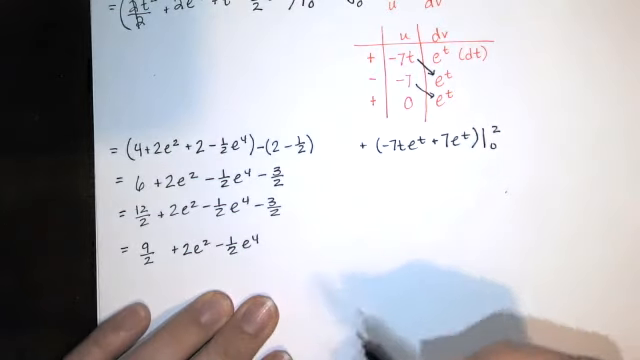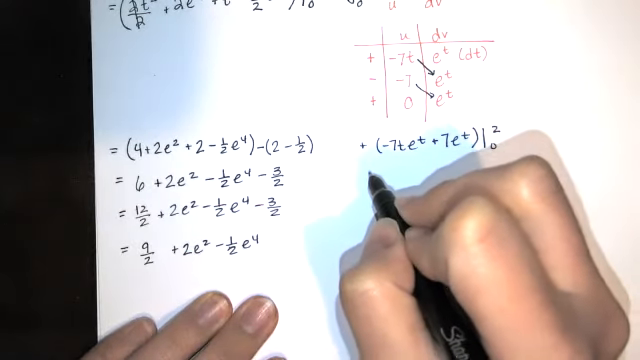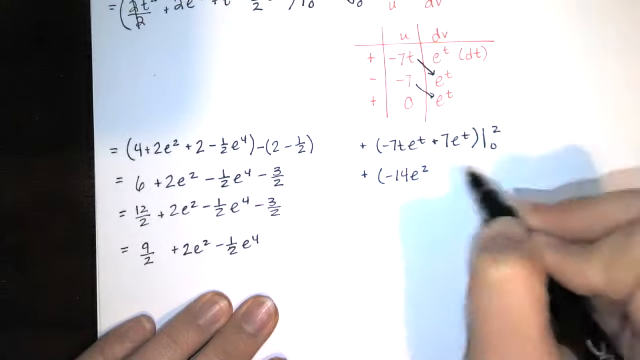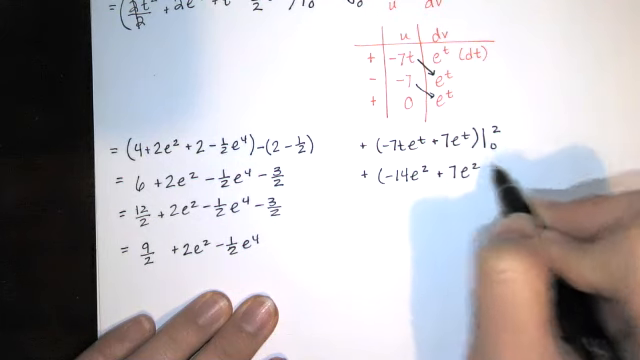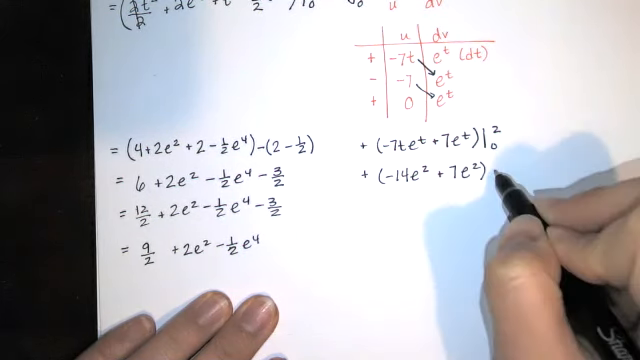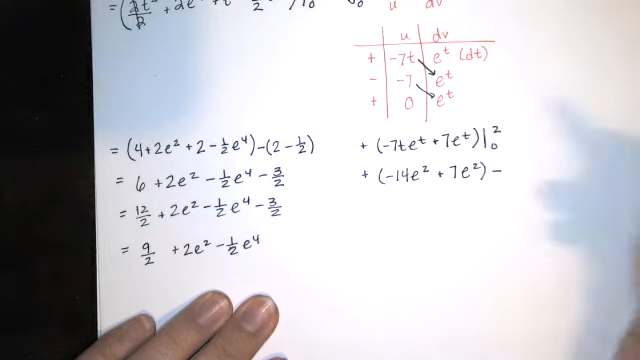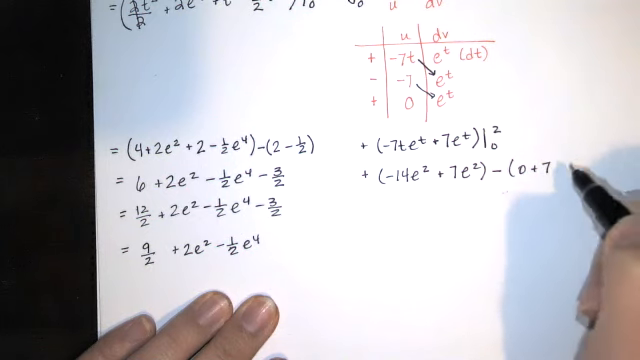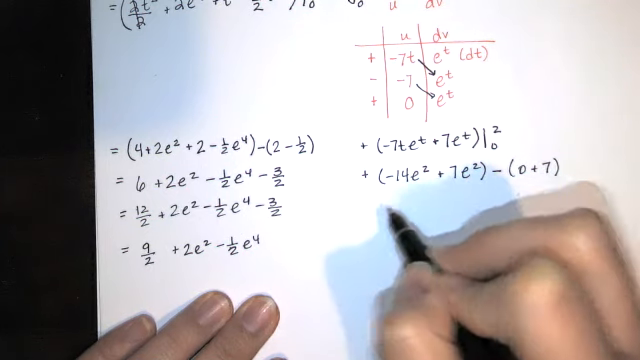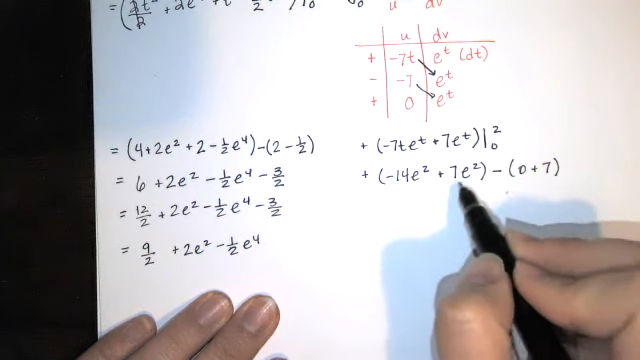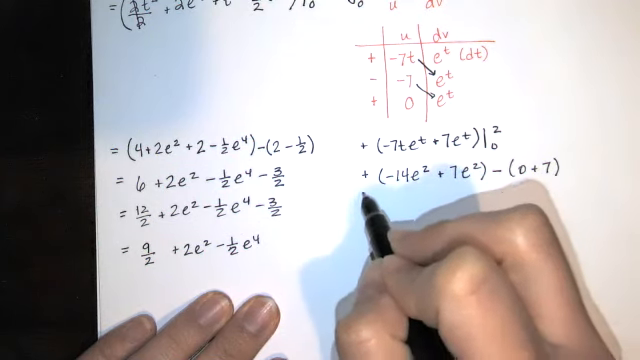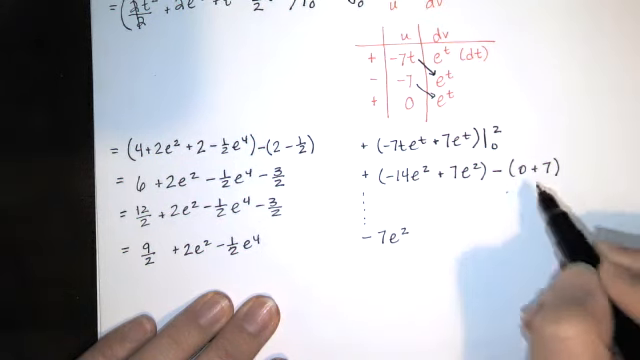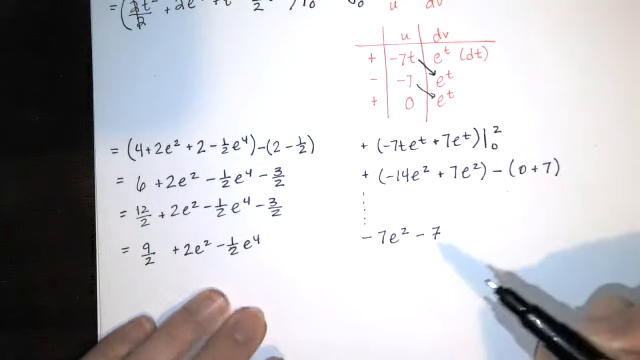And then we have this piece over here. If we evaluate at t equals 2, we'll have negative 14e squared plus 7e squared. And if we evaluate at t equals 0, negative 7 times 0 times something is just 0. Plus 7 times e to the 0 is 1. So we have negative 14e squared plus 7e squared, which is going to give us a negative 7e squared there. And then here we'll have a minus 7.